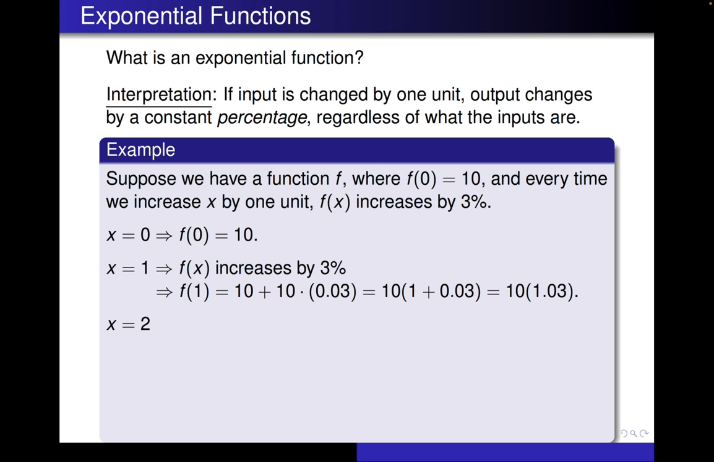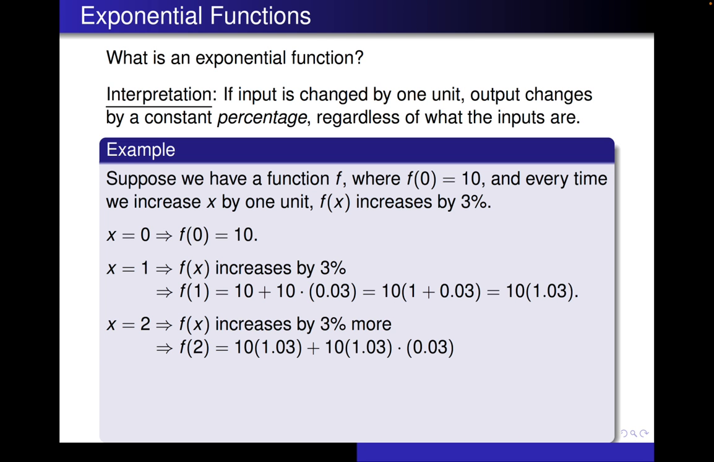Now, if we go to x equals 2, remember our f of x increases by 3% more. So that means we're going to take our 10 times 1.03 and increase it by 3% of that. So we're going to take our 10 times 1.03 and increase that by 10 times 1.03 times 3%. Now, if you notice those two terms, they do have a common factor, just like before. Different common factor. This time the common factor is 10 times 1.03, so we can factor that out.